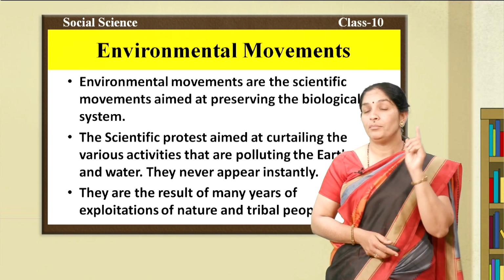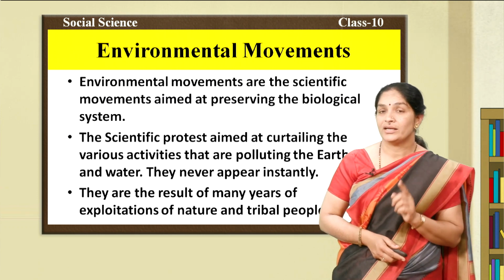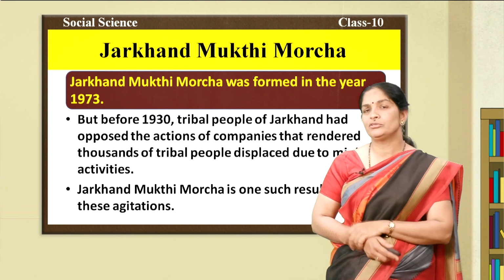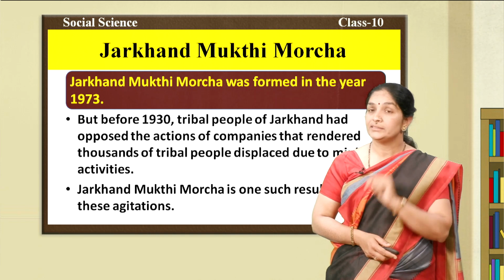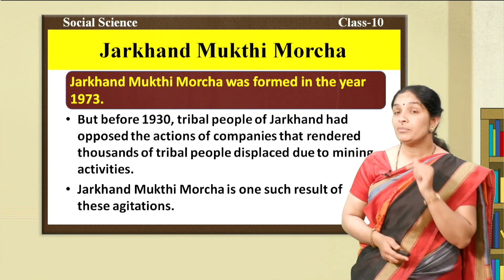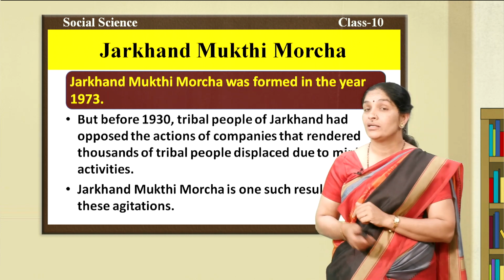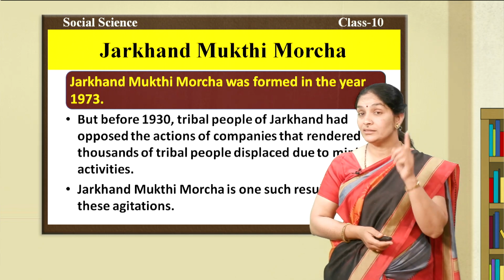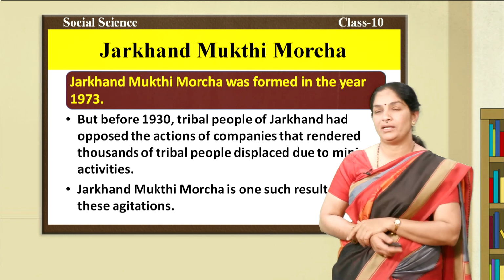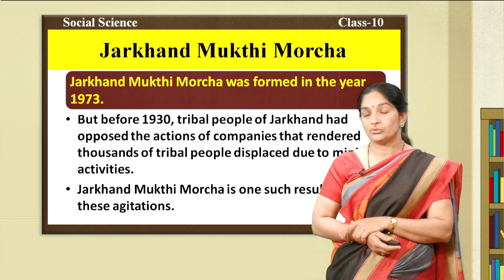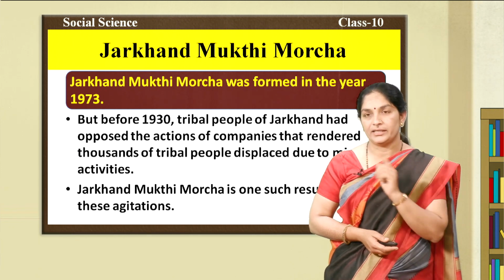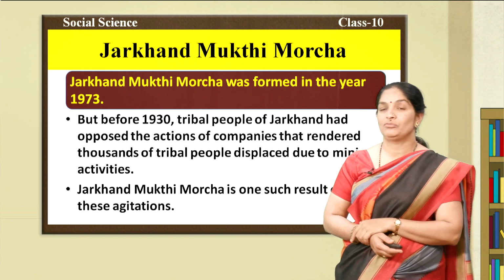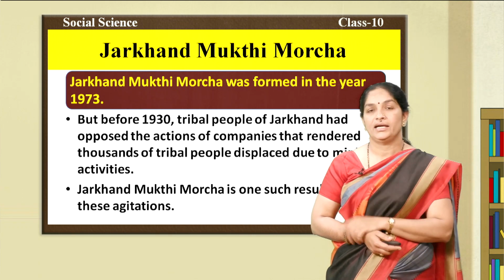They are the result of many years of exploitation of nature and tribal people. Here we can give an example of Jharkhand Mukti Morcha. Jharkhand Mukti Morcha was formed in the year 1973. But before 1930, tribal people of Jharkhand had opposed the action of companies that rendered thousands of tribal people displaced. See, here the reason is the displacement of tribal people due to mining activity. So, the Jharkhand Mukti Morcha was started. It was formed to oppose the displacement of tribal people. And Jharkhand Mukti Morcha is one such result of these agitations.